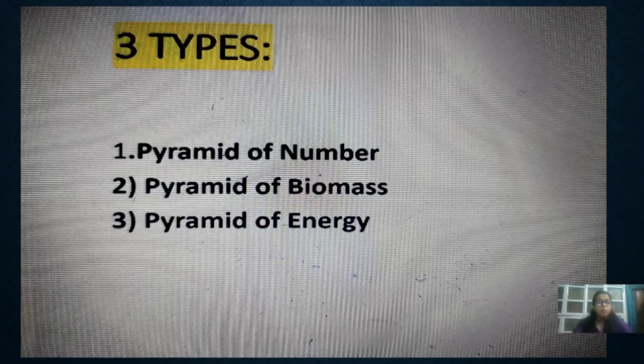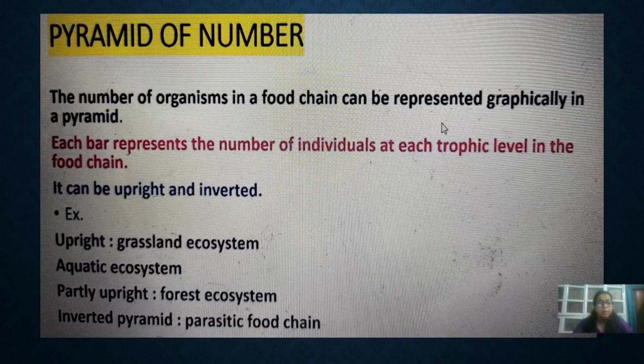Next, moving on to the types of pyramid. The pyramids are of three types, that is pyramid of number, pyramid of biomass and pyramid of energy, and each one we are going to discuss in detail. First of all, we are going to discuss what is pyramid of number.